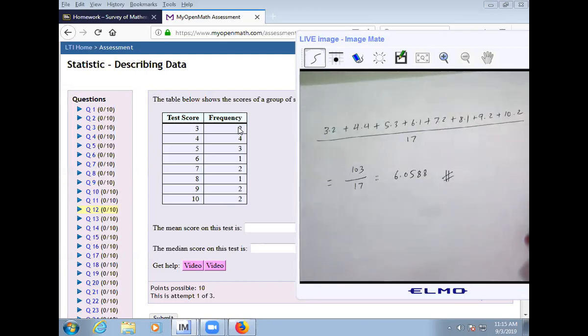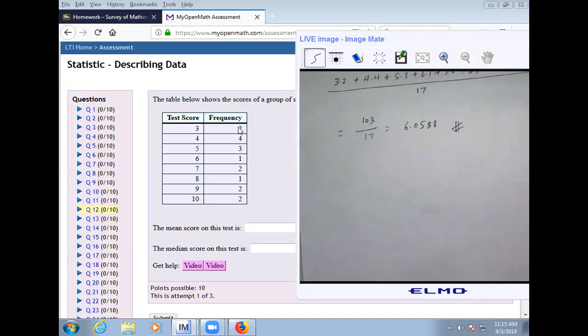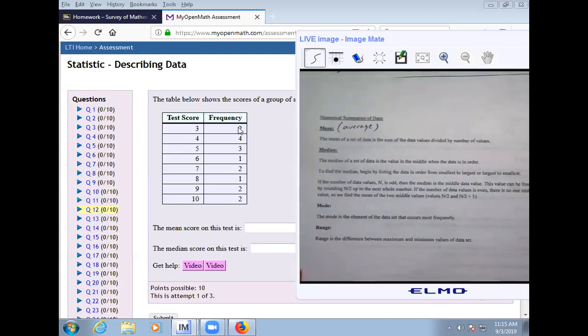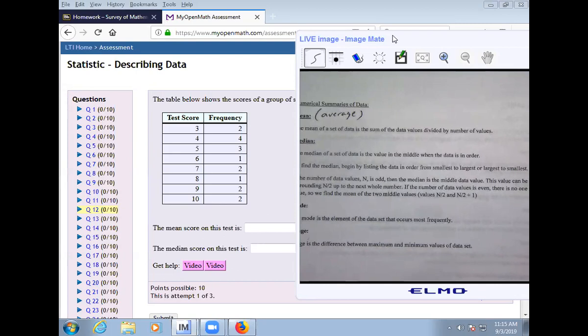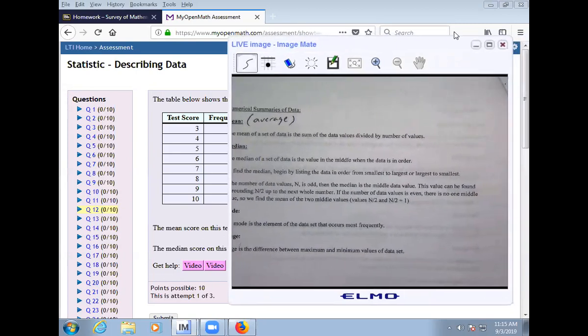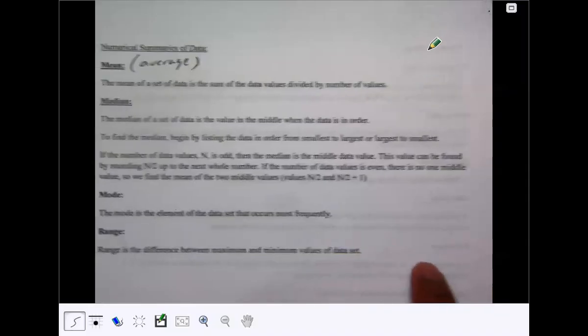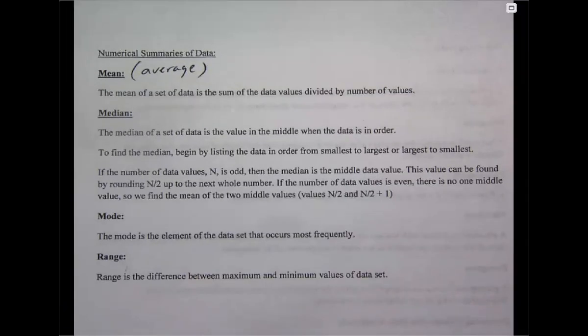Let's find the median for the same data. This is the note I give you for finding the median. I'm going to make it bigger. I'm going to read it. The median of a set of data is the value in the middle when the data is in order. So first of all, you have to write down your data in order.